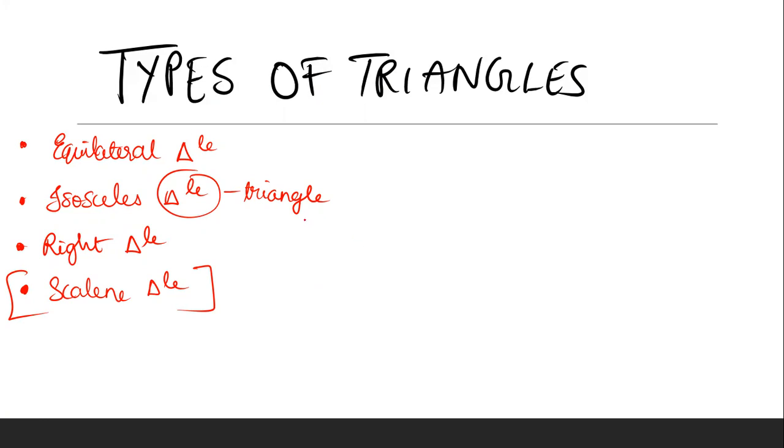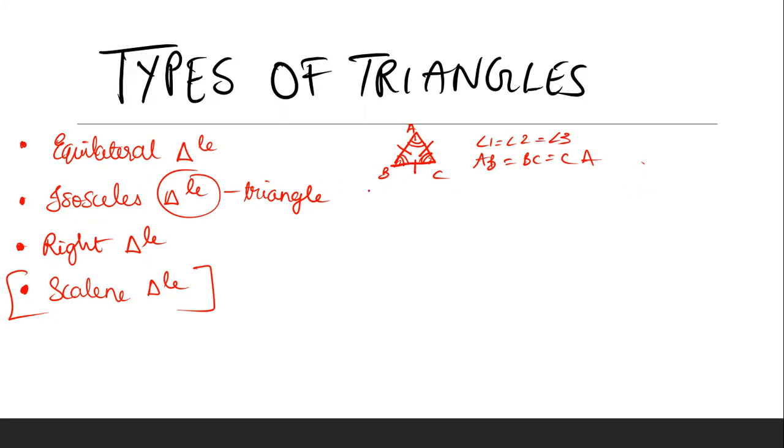Okay, so in an equilateral triangle, all the sides are equal, and similarly all the angles are equal. Suppose these are angles 1, 2 and 3, that means angle 1 is equal to angle 2 is equal to angle 3. Similarly, if this is triangle ABC, which is an equilateral triangle, AB is equal to BC, which is equal to CA as well. This is an equilateral triangle.